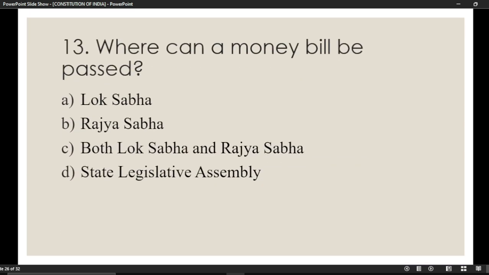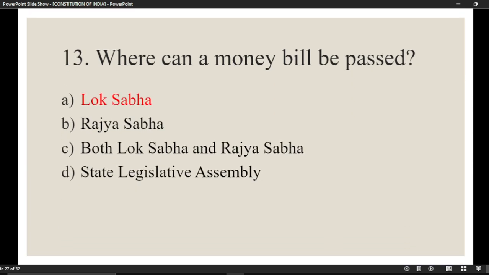Next question is, where can a money bill be passed? We are talking about the money bill. Can it be passed in Lok Sabha, Rajya Sabha, both Lok Sabha and Rajya Sabha, or in the state legislative assembly? So specifically, a money bill can only and only be introduced and passed in the Lok Sabha. However, any other bill can be passed either in Lok Sabha or in Rajya Sabha.